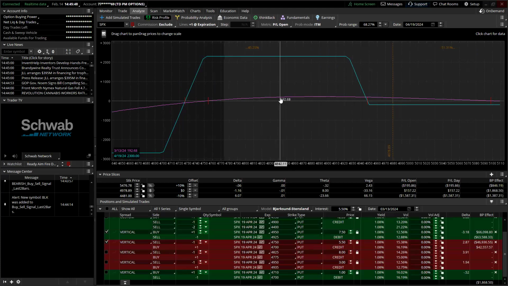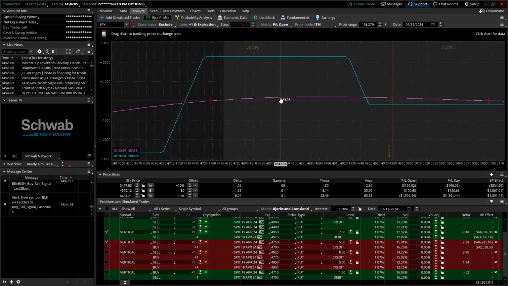And let's just touch on the sizing before we wrap this up, right? So if I know that my stop in this trade is a $300 loss, right?